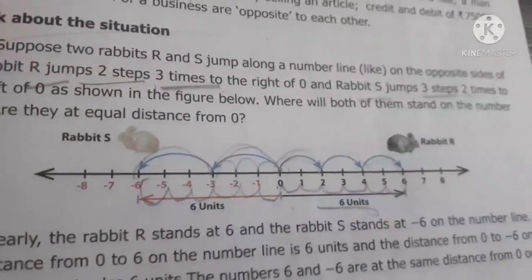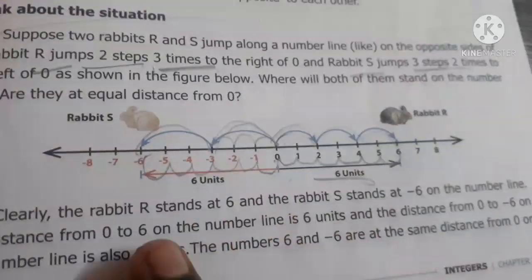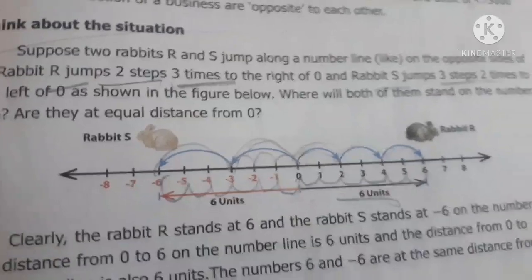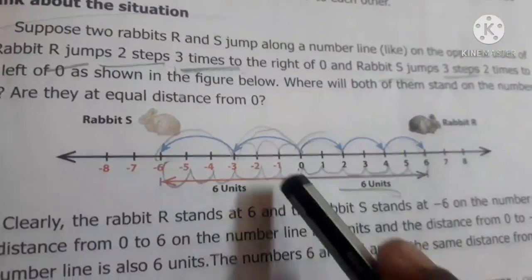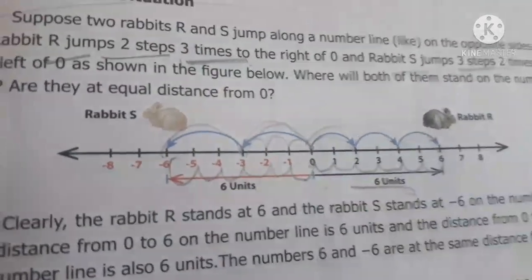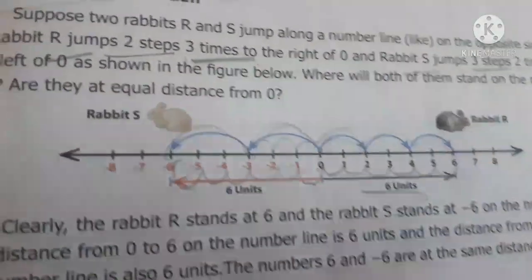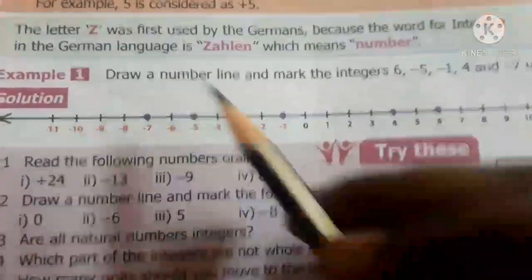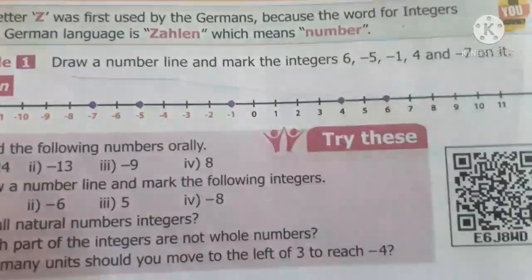How can this happen? Then you can ask, are minus 6 and 6 equal? I'll say no. They are equal in the units, that is the number, but their original values are not equal. Always the positive numbers are greater than the negative numbers. Keep it in mind. So the first example is to draw a number line and mark the integers.